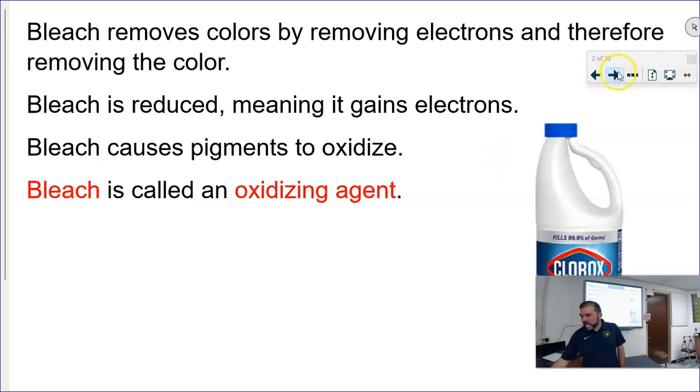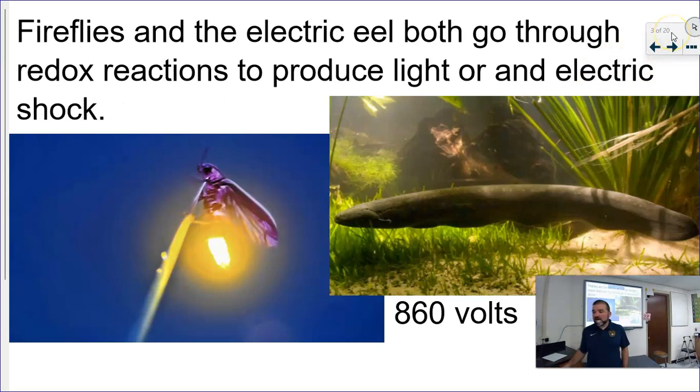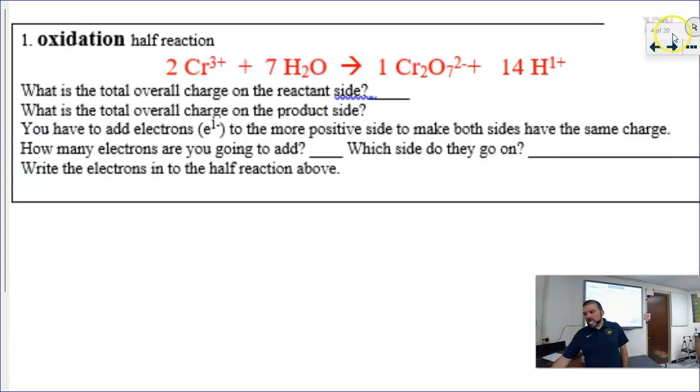Another real-life example of redox are fireflies and electric eels. So electric eels and fireflies both undergo redox reactions to illuminate or electrify, in the case of the eel, themselves. So a couple examples. Maybe you find that interesting. Hopefully you do. On to the worksheet.